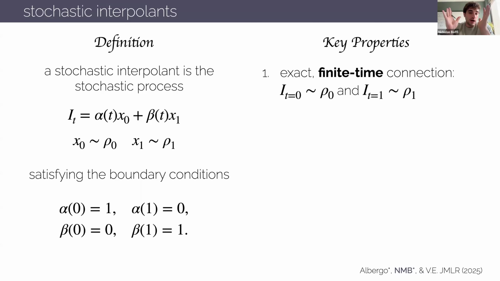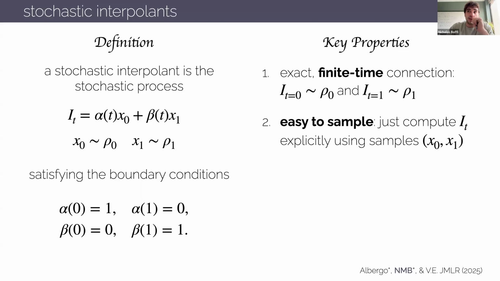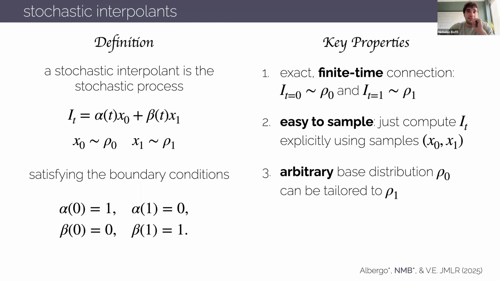So it's unlike a diffusion model, which actually takes infinite time to converge. It's easy to sample, so I can just compute I_t explicitly using my samples x0 and x1. So I can just calculate this thing, no problem. The base distribution here is arbitrary, and in fact, it can be tailored to rho 1. So if I have some domain knowledge, I can construct a distribution that is based on the target distribution, and I can use this to improve performance.